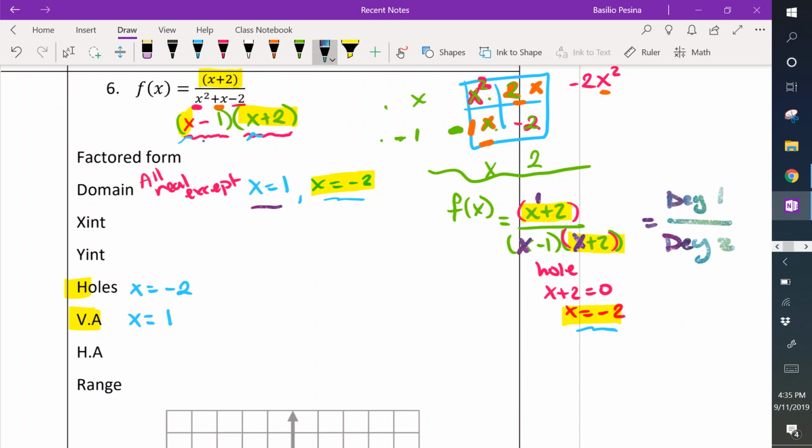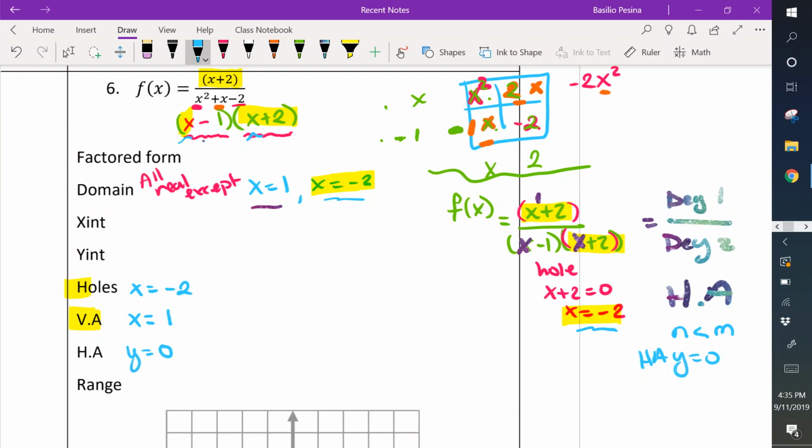So that's telling me that if I want to check horizontal asymptotes, my n is less than my m. So that tells me my denominator is increasing more rapidly than my numerator. Like our pizza example, what happens as I share my pizza with lots and lots of people? My slice eventually becomes 0. So I have a horizontal asymptote at y equals 0.